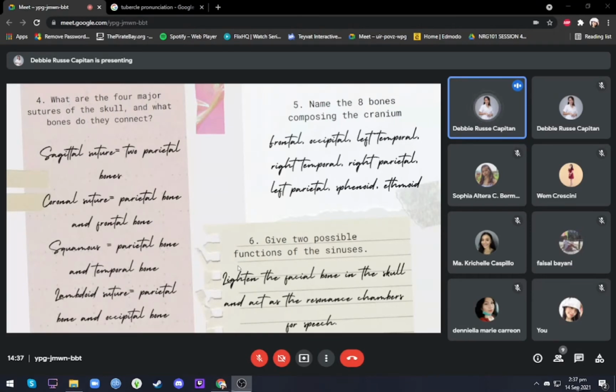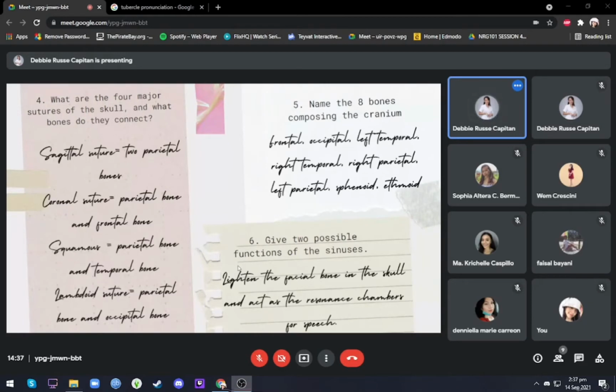Next is the coronal suture. It connects the parietal bone and the frontal bone. Next is the squamous suture. It connects the parietal bone and the temporal bone. Next is the lambdoid suture that connects the parietal bone and the occipital bone. Number 5, name the 8 bones composing the cranium. Our answers are frontal, occipital, left temporal, right parietal, left parietal, sphenoid, and ethmoid.